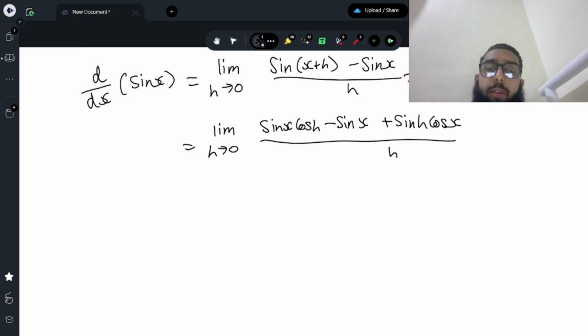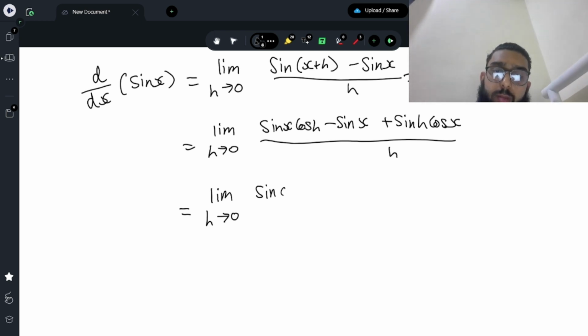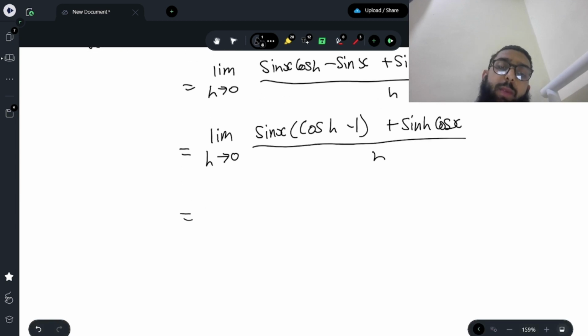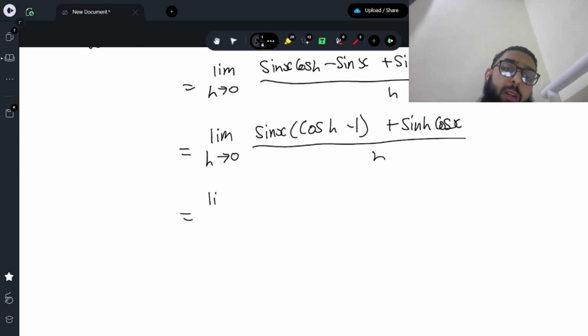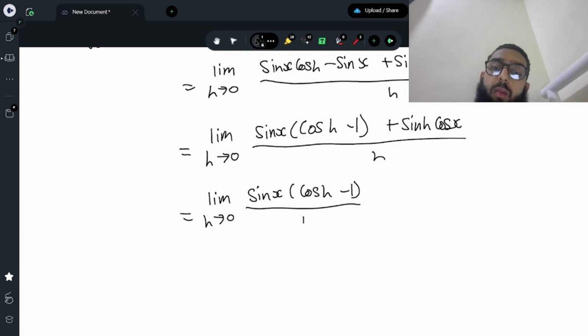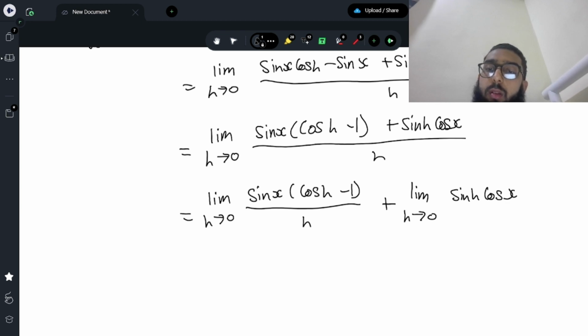Then we can take out a factor of sine x. So then this equals the limit as h approaches 0 of sine x multiplied by cos h minus 1, plus sine h multiplied by cos x, all over h. Then we can split this limit up into two separate limits. So then this equals the limit as h approaches 0 of sine x multiplied by cos h minus 1 all over h, plus the limit as h approaches 0 of sine h cos x over h.